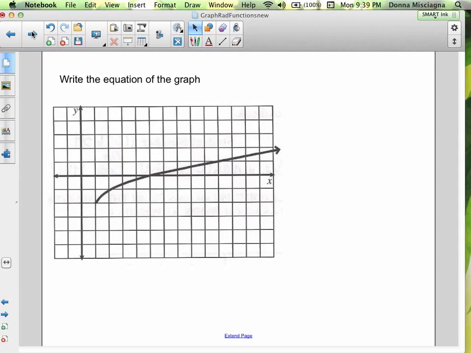All right, so we want to write the equation of the graph here. They don't put any nice points on it for us, but I think we can see a few clearly. That's a good choice. And that's a good choice. All right, so that point there is positive 1, negative 2.